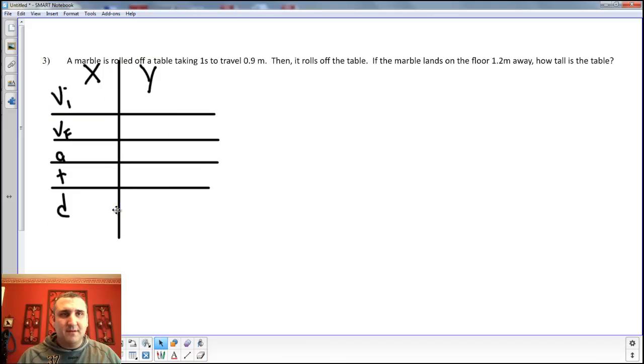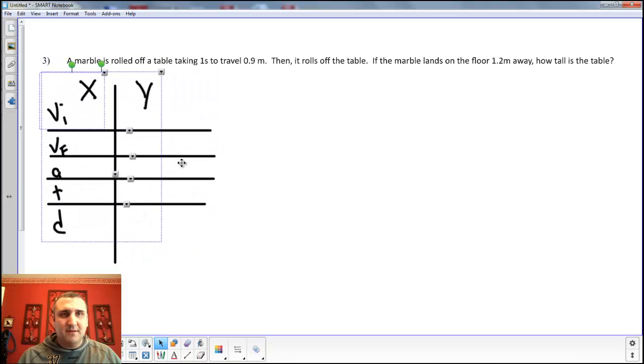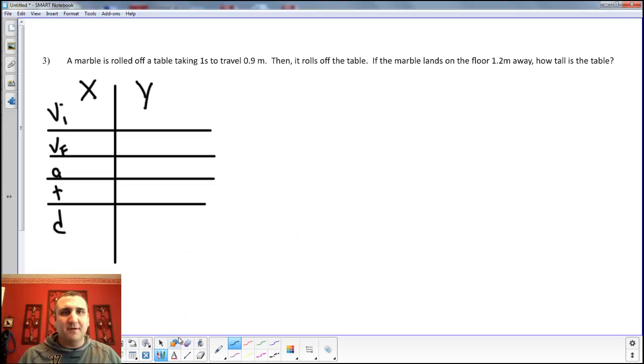Good. Marble is rolled off the table by taking 1 second to travel 0.9 meters, then it rolls off the table. The marble lands on the floor 1.2 meters away. How long is the table? This should sound familiar. You did a lab very much like this. You were graded on it. It's where you drew on the floor. It was very fun. Only this time I'm not asking where to put the x. I'm actually asking you to use where the x was to figure out the height of the table.